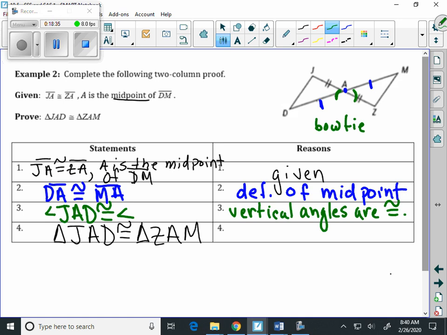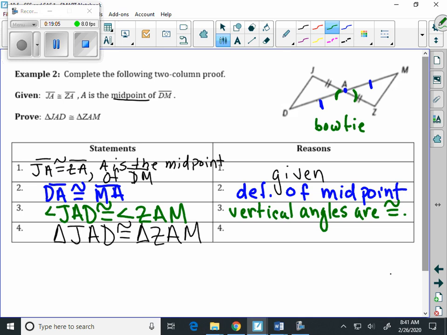So JA had the 2 tick marks on it. So we need to start here at ZAM, because ZA had the 2 tick marks on it, and then AM has the blue mark on it. But again, order, very, very important. JAD, ZAM, vertical angles. And now we have our triangle completely marked up.